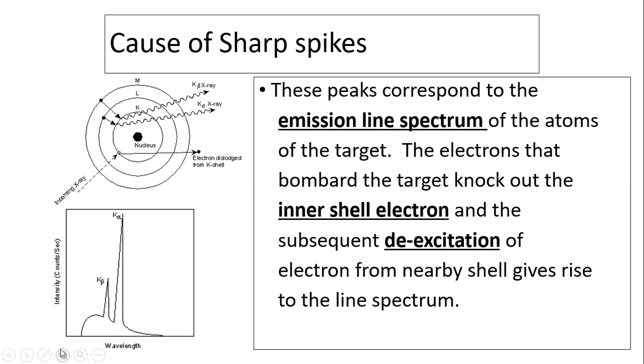Any comment or anything not clear? Basically, the accelerated electron coming in knocks out the inner electron. Then an electron from the L shell comes down and produces the K alpha X-ray. If the electron is from the M shell, filling the K shell, then you get your K beta X-ray. You just identify that. A different X-ray gives a different spike.